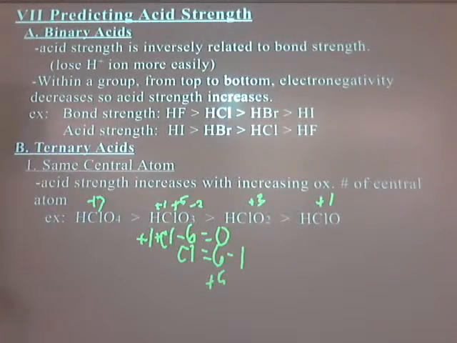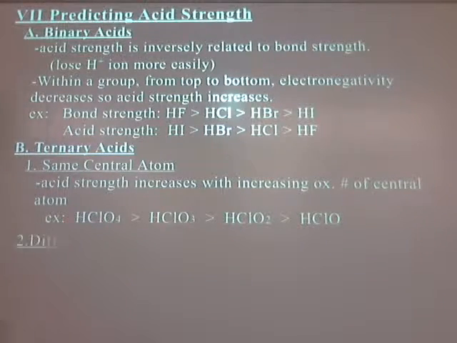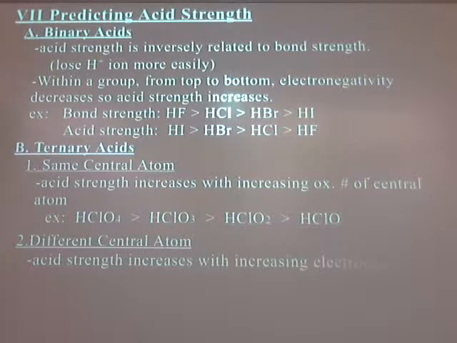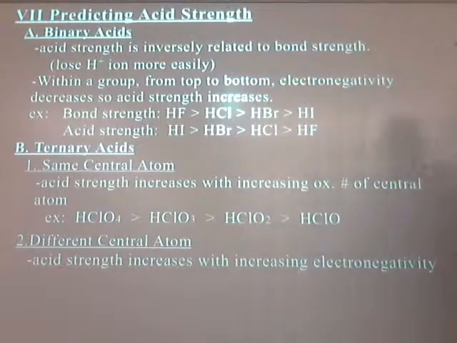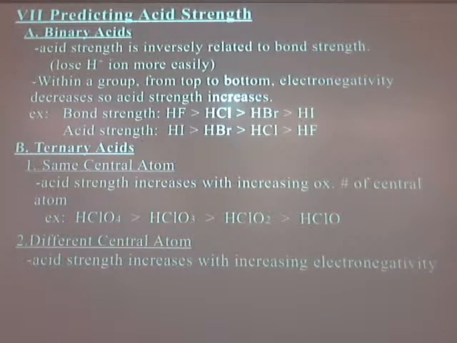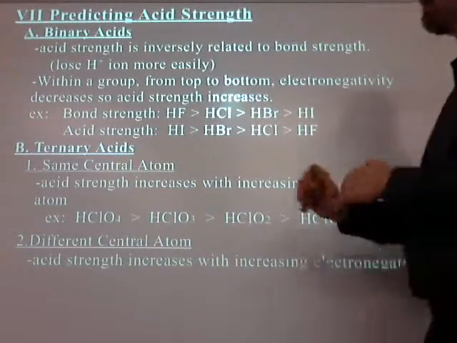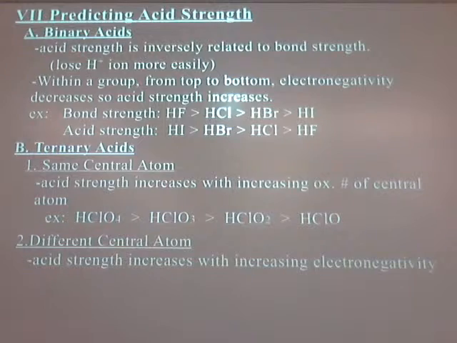So you see why chlorine has the highest oxidation number here. The rule says that's going to be the best acid. Okay? And finally, if they don't have the same central atom, it's a different rule. The acid strength increases with increasing electronegativity, which is the opposite of the binary one. It's kind of confusing, I know. But it is the opposite of the binary acid. In binary acids, the weaker electronegativity meant you had a better acid. Here, the stronger electronegativity has the better acid, because that electronegativity is being used to hold the polyatomic ion together.